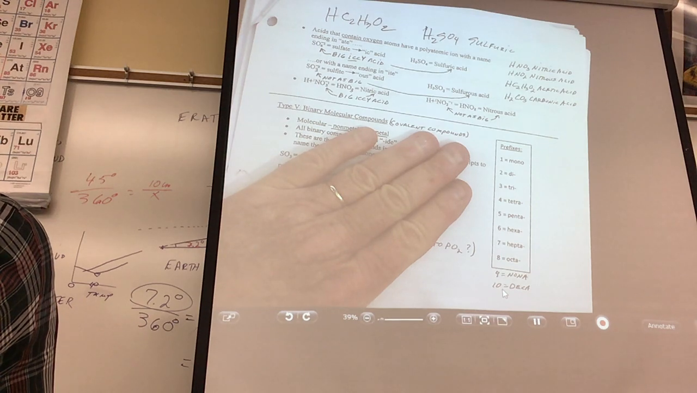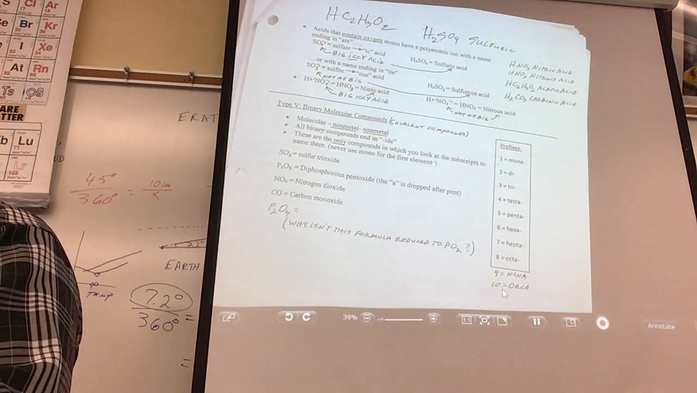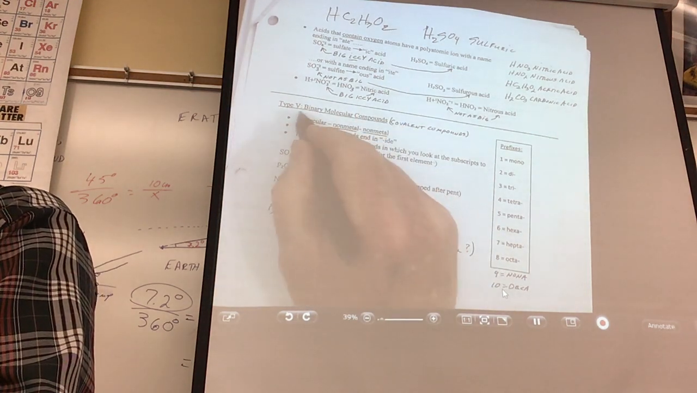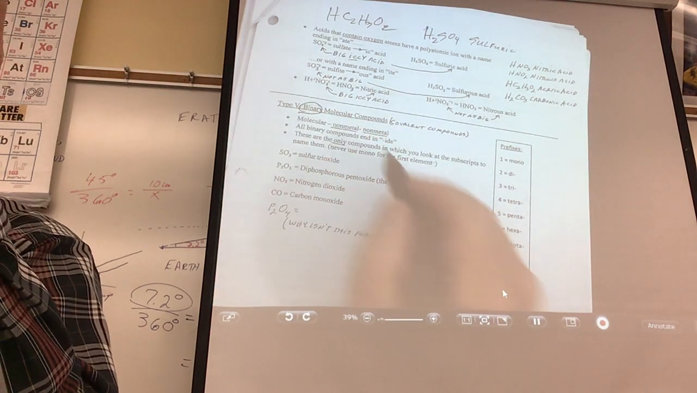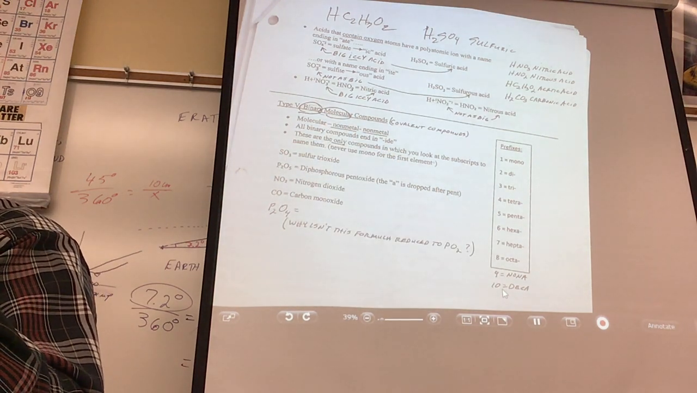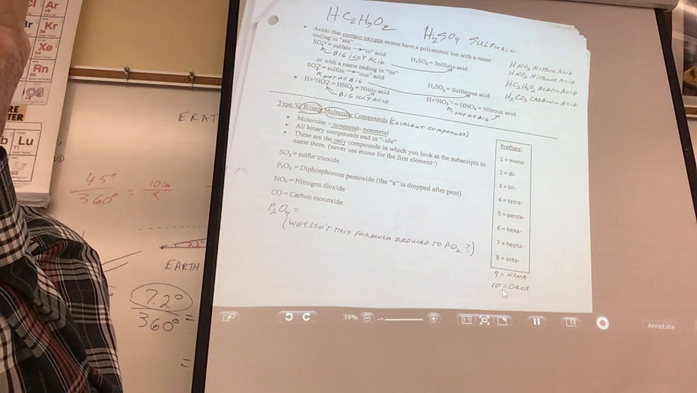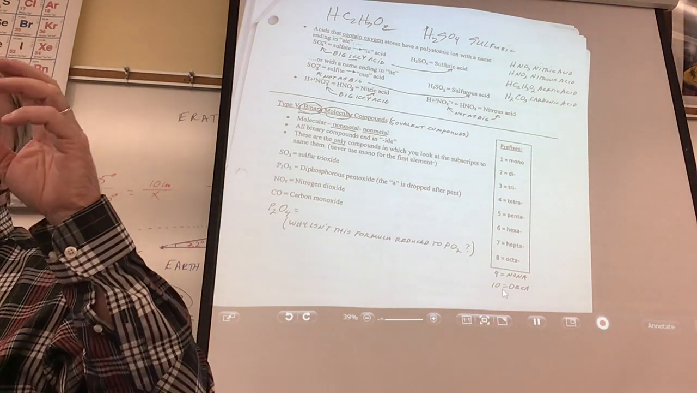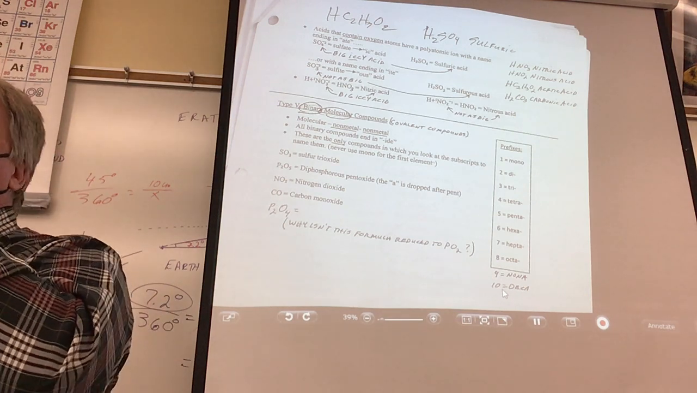You get it? And when do you use type 5? I'll even tell you why. What does it mean? Binary, 2 elements. What's this word? Molecular. What is it? Yes, non-metal, isn't it? See, before it was metal, non-metal. I became an ion. You're an ion.